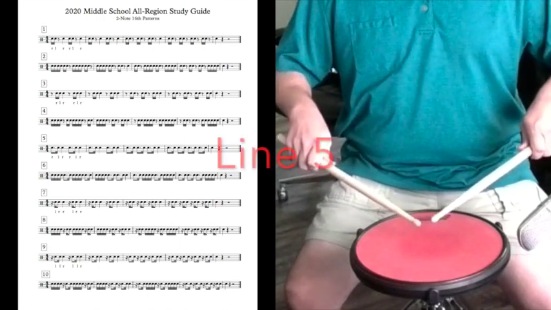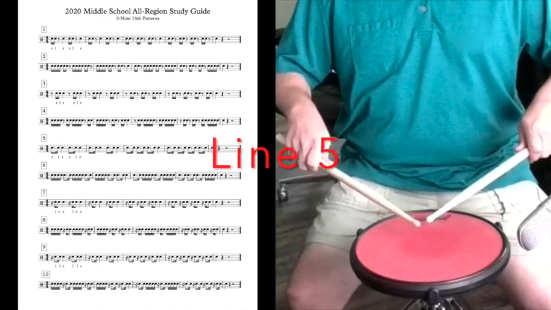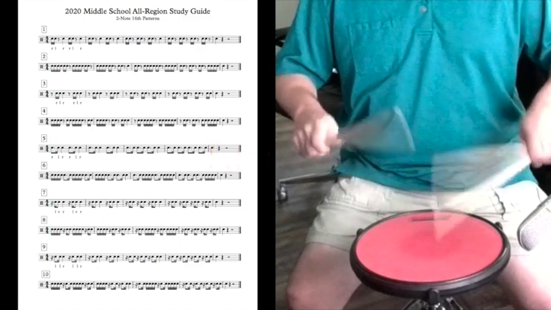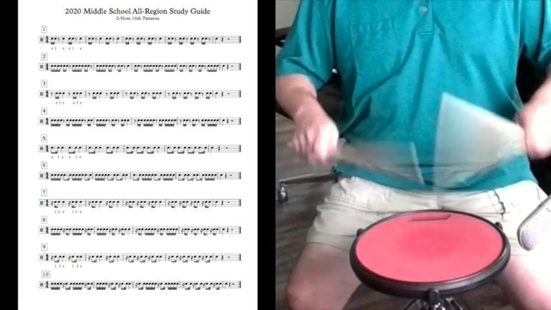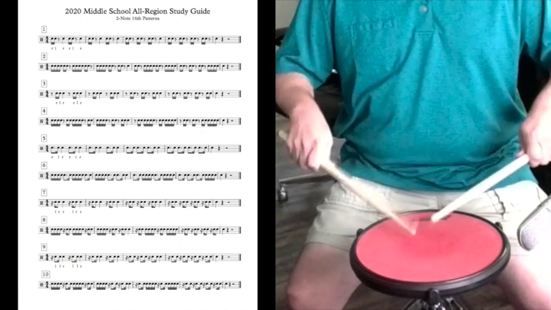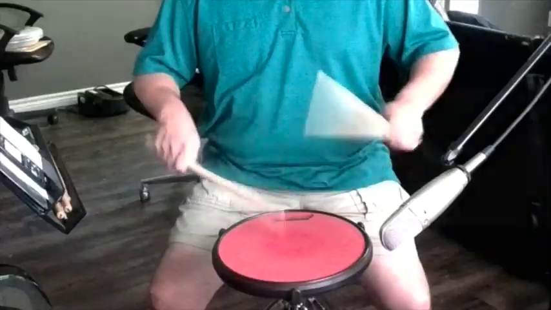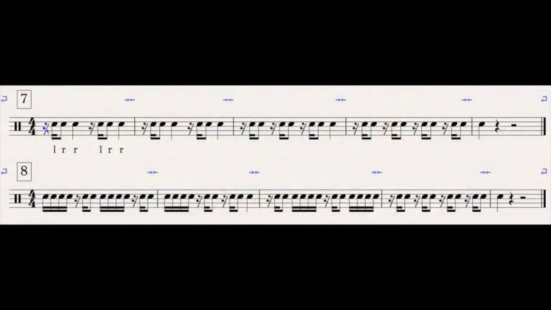Line number 6. 1, 2, ready, go. So in this rhythm, we're going to take the same approach we took earlier with the first 2 rhythms in this lesson, where we're going to replace the rest with a 16th note.